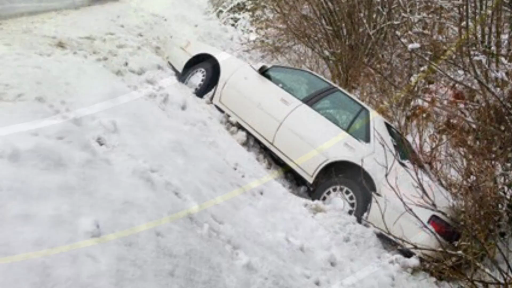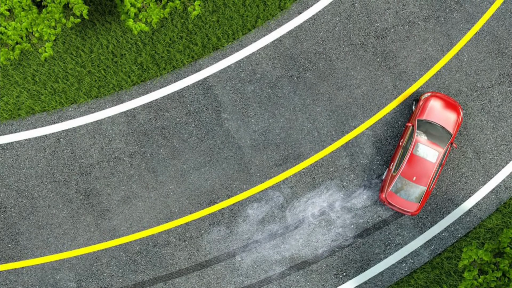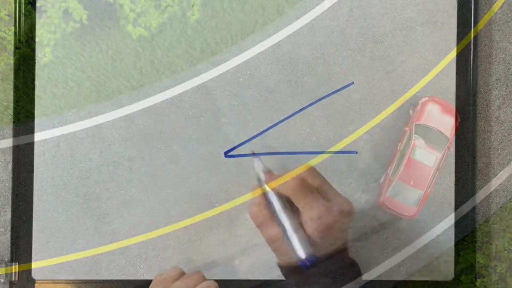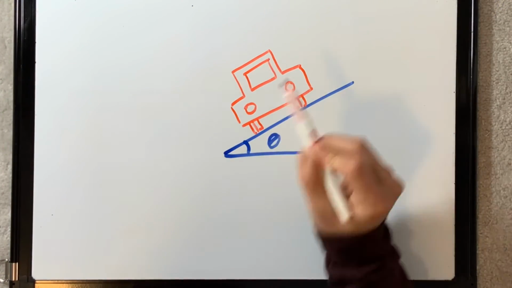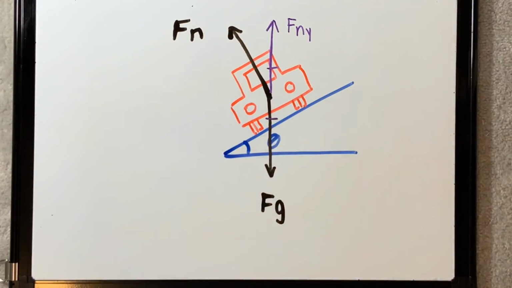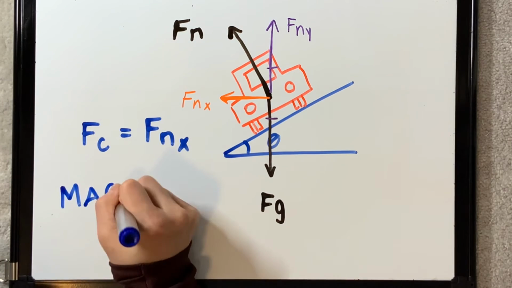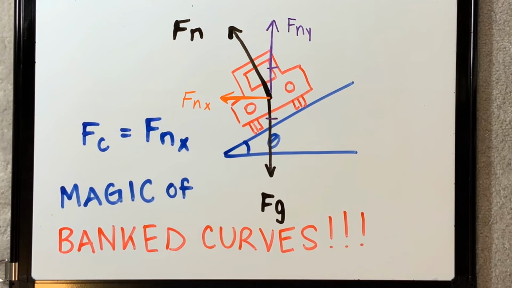In order to ensure that cars don't skid off the road, engineers have come up with banking curves. When a curve is banked, the centripetal force can be supplied by the horizontal component of the normal force. In fact, for every banked curve, there is one speed at which the entire centripetal force is supplied by the horizontal component of the normal force, and no friction would be required.